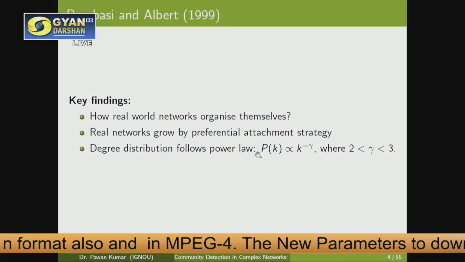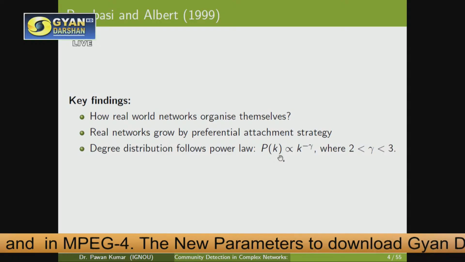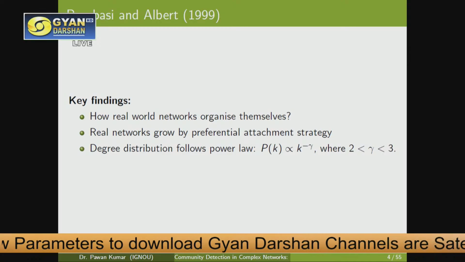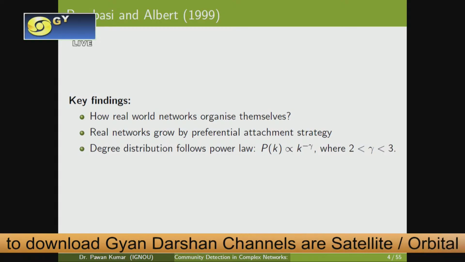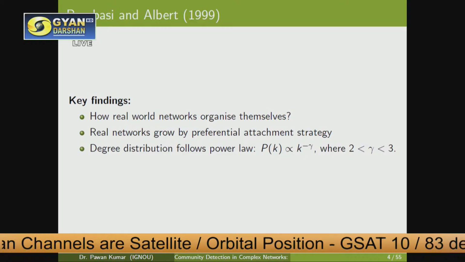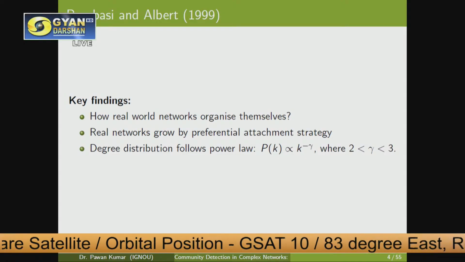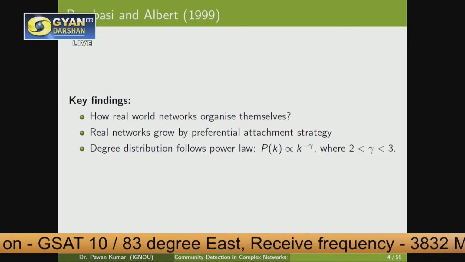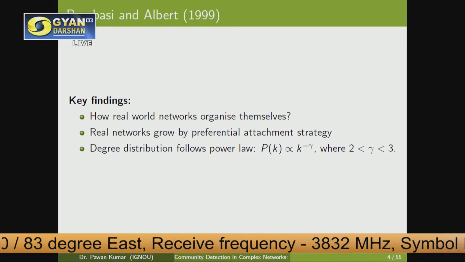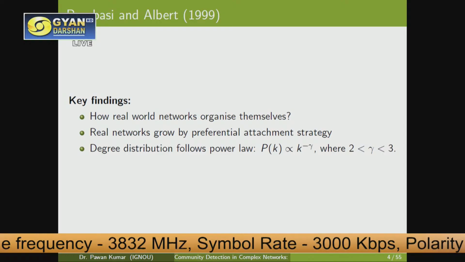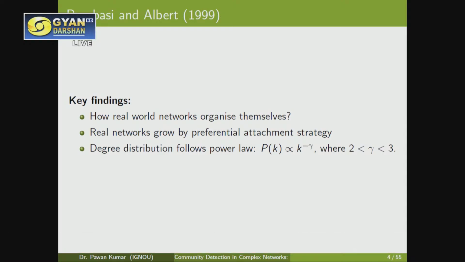So now, what is Pk? Pk is actually the probability of a node having degree k. The probability of a node occurring with degree k is directly proportional to k to the power of inverse gamma. This means that when k is high, Pk is small. So the nodes of high degree occur in small number, whereas the nodes of low degree occur in abundance.